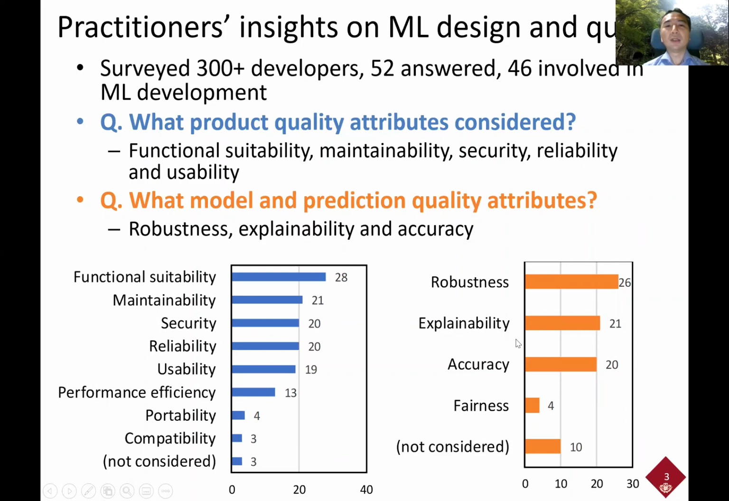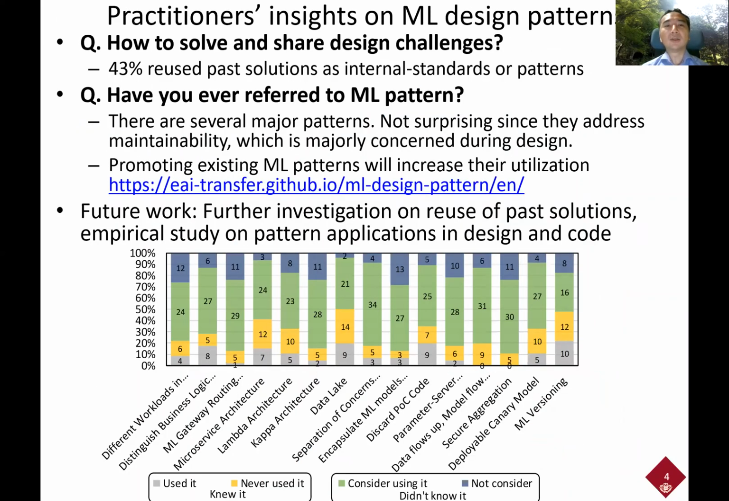And what about model and prediction quality attributes? They mostly are concerned with robustness, explainability, and accuracy of prediction and machine learning models. Okay, then what about patterns? So we asked more questions, like, how do you solve and share design challenges when you design machine learning software systems? And more than 40% of respondents answered that they somewhat reuse past solutions in the form of internal standards or a kind of pattern.